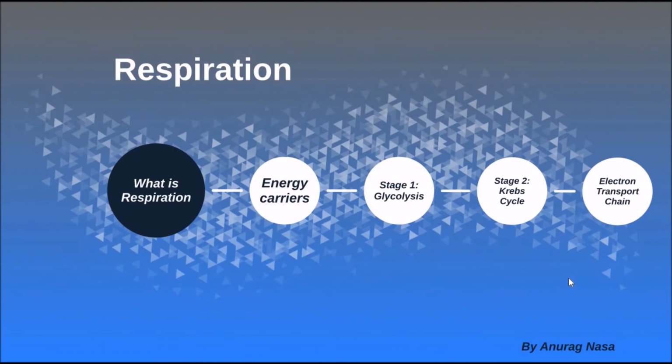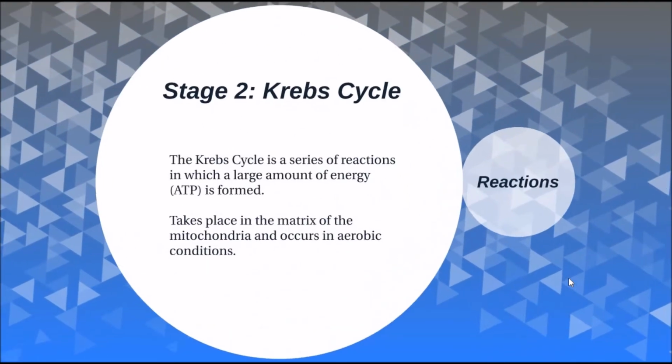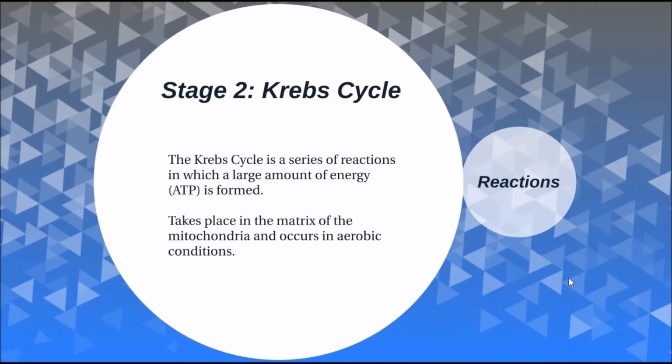Next, we're going to talk about the Krebs cycle, which is a series of reactions in which a large amount of energy is formed, and this takes place in the matrix of the mitochondria, and this can only take place in aerobic conditions, unlike glycolysis, which took place in the cytosol and could take place in aerobic or anaerobic conditions.